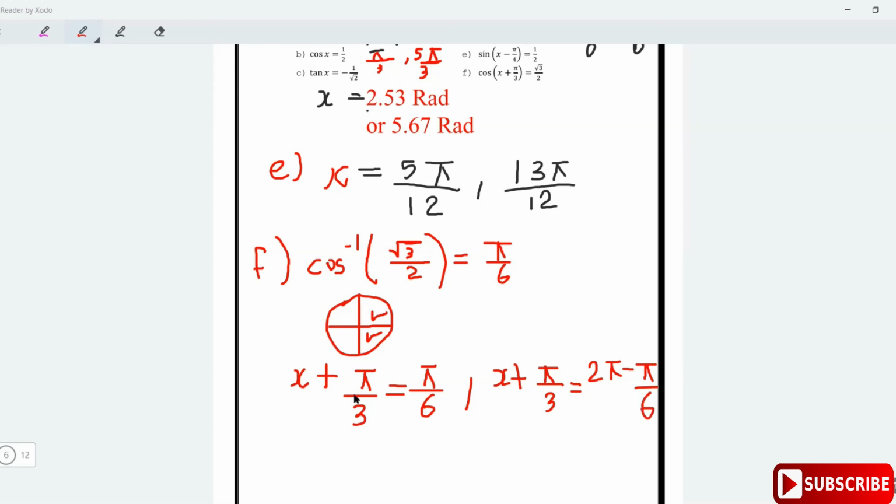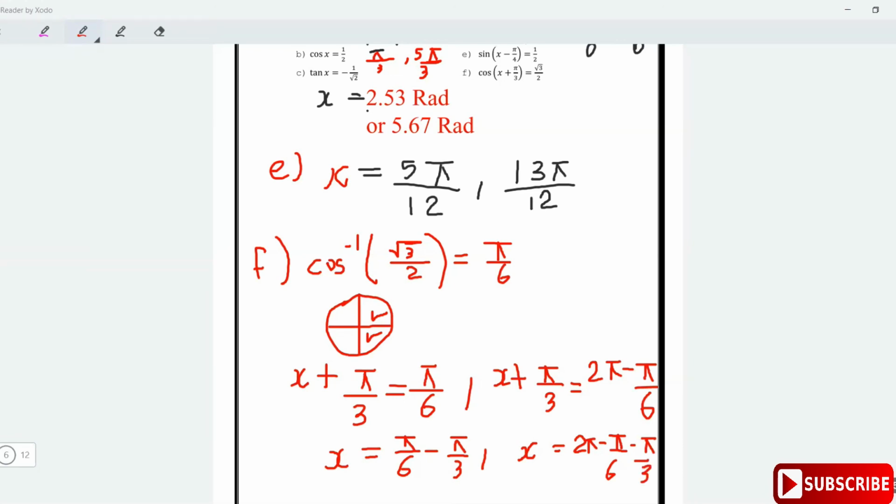Now all we need to do is subtract pi by 3 from both sides to get x is equal to pi by 6 minus pi by 3. That's what we get. Right here, we subtract pi by 3 from both sides to get x is equal to 2 pi minus pi by 6 minus pi by 3. And so all you need to do is work these out now, put these in your calculator, simplify them, and these give you your answer.